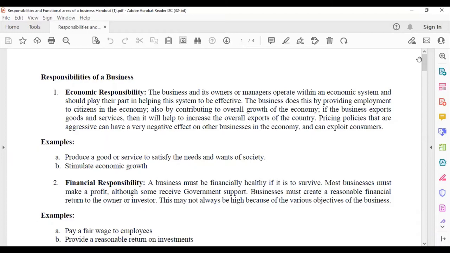So some examples of the economic responsibility of a business. One, produce a good or service that can satisfy the needs and wants of society. And two, they stimulate economic growth. All right, and by stimulating economic growth, we're talking about being able to provide for the citizens in the country. And we're talking about employment, we're talking about production, we're talking about exporting of goods and services.